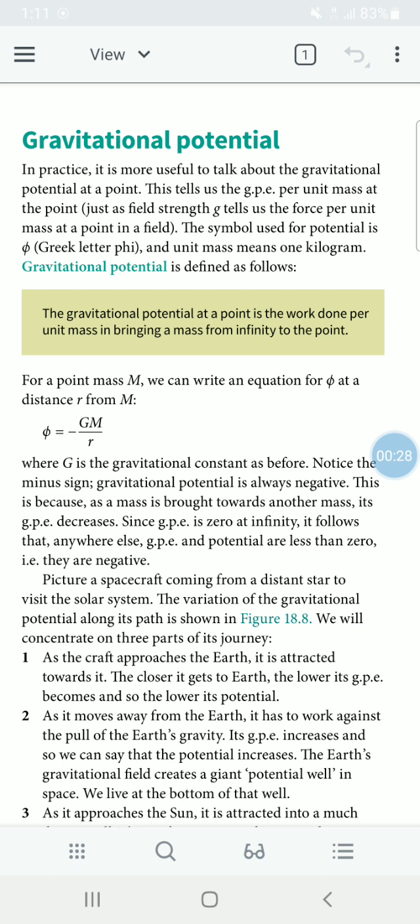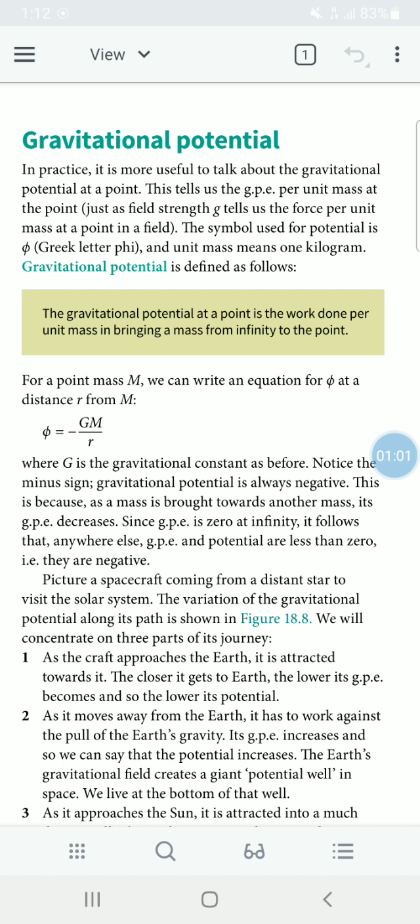In practice, it is more useful to talk about the gravitational potential at a point. This tells us the GPE per unit mass at the point, just as field strength g tells us the force per unit mass at a point in a field. So they are the same. The symbol used for potential is phi, not pi. Unit mass means 1 kilogram.